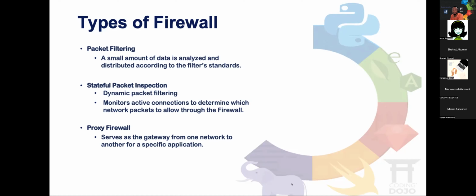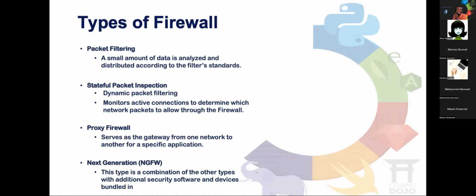Then the last type of firewall, then we are done with this presentation, is the next generation firewall. Now, a next generation firewall, this type is a combination of the other types with additional security software and devices bundled in. So what it does is that a next generation firewall can contain the functionality of a proxy server, stateful packet inspection, and then a packet filtering firewall. And in addition to other features, blocking websites, doing any other thing, like it's so huge. And I think it's one of the newest technologies that is available.